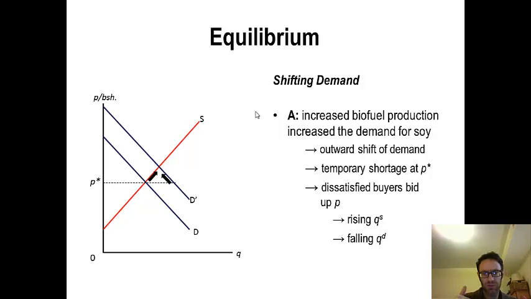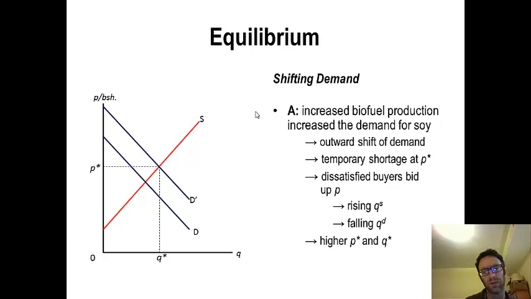So as prices rise, we're going to see an increase in the quantity supplied and a decline in the quantity demanded. And this process will continue and continue until prices rise to the point where we've reached a new equilibrium point, P star, Q star, where we have higher prices and higher quantity.